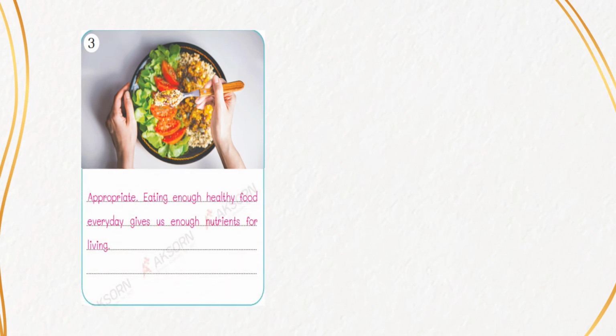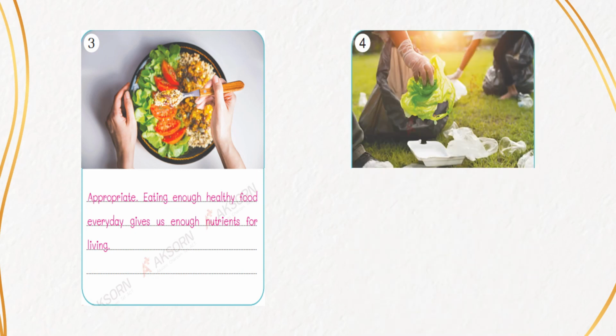Okay. Next, number 3. What is this? Okay, food. It is vegetables. Okay, appropriate. Eating enough healthy food every day gives us enough nutrients for living. And last, number 4, please complete to answer this.